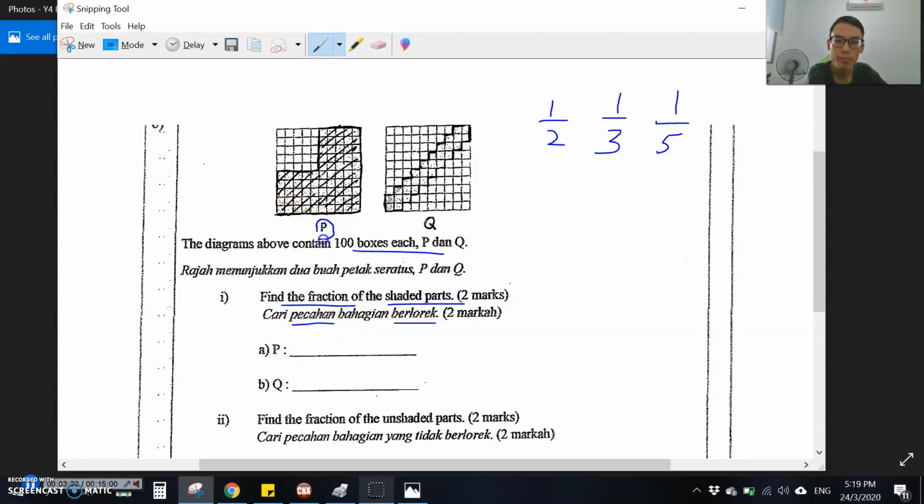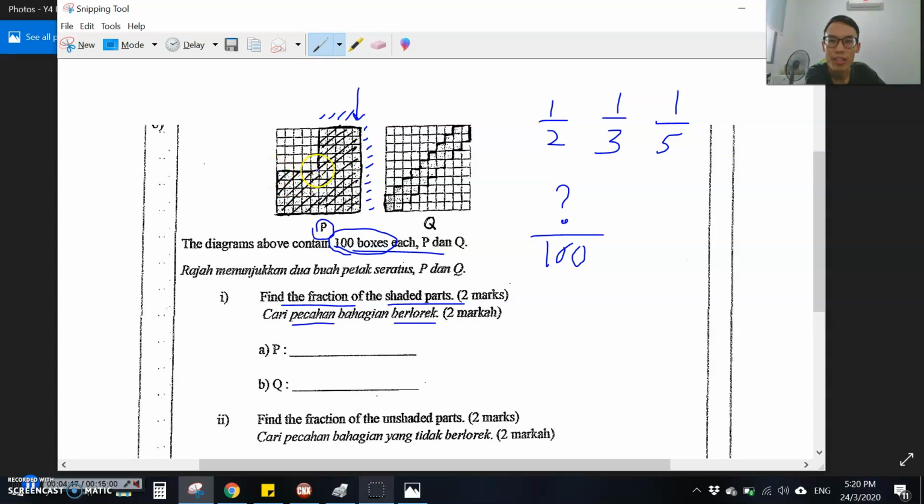Let's look at P first. Okay, so the total is 100 boxes. Okay, you don't have to count anymore. So the total is 100 boxes. We have to find how many boxes are shaded. So this one row over here, one row, there are 10 boxes. You are not sure, you can count 1, 2, 3, 4, 5, 6, 7, 8, 9, 10. Okay, so one row is 10. Two rows will be 20, 30, 40, 50.